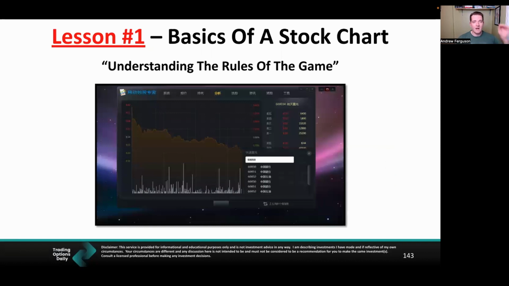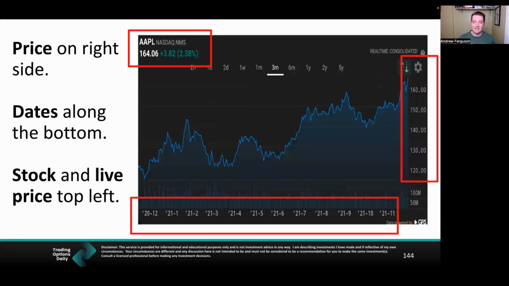Getting into number 1, the basics of a stock chart. You have to understand the rules of the game if you want to play at this level. So on a stock chart, the price is found on the right-hand side there, that box right there. The dates are along the bottom, depending on the time that you have selected here, and you have the actual price of the stock, and you have the underlying stock symbol ticker up here. AAPL is for Apple, of course, in the top left.